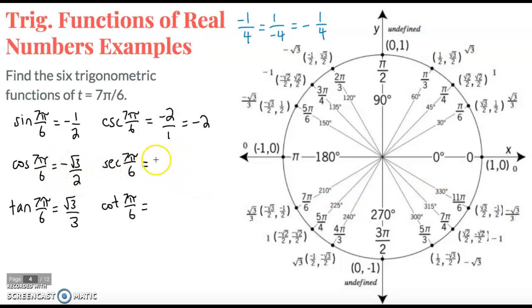Secant would be if I flipped this guy, so negative 2 over the square root of 3, and then we'll have to rationalize him.